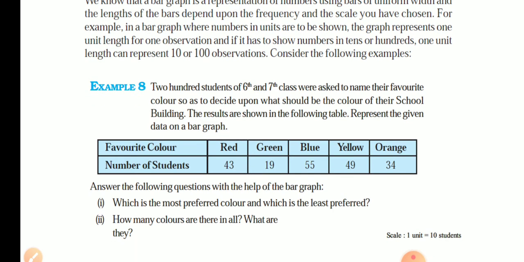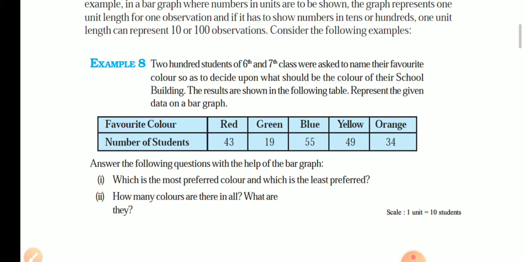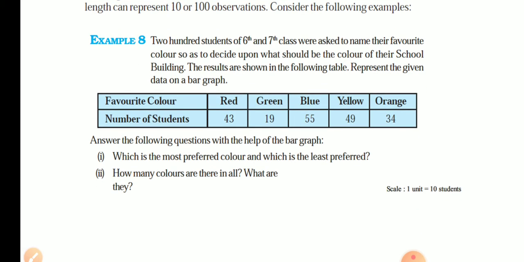Here is an example. 200 students of 6th and 7th class were asked to name their favorite color so as to decide upon what should be the color of their school building. The results are shown in the following table. Represent the given data on the bar graph. There are a total of 5 colors, and the number of students who chose red is 43, who chose green is 19, and so on.